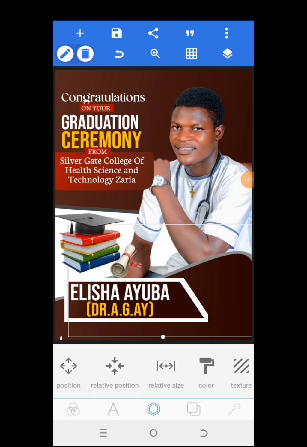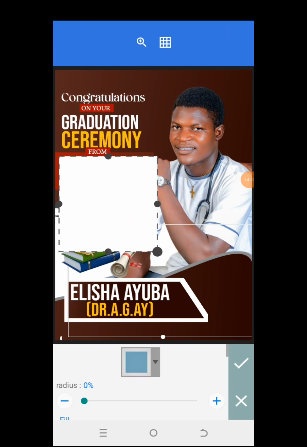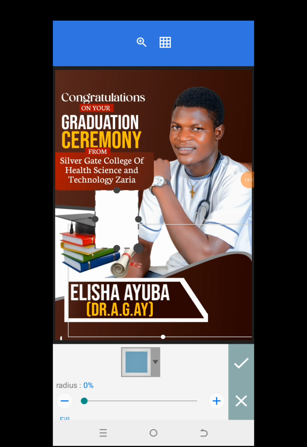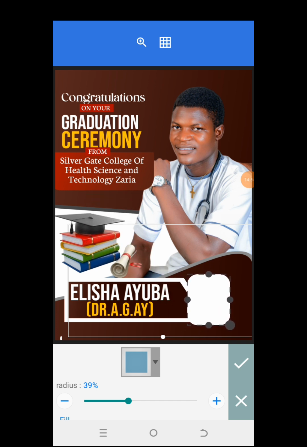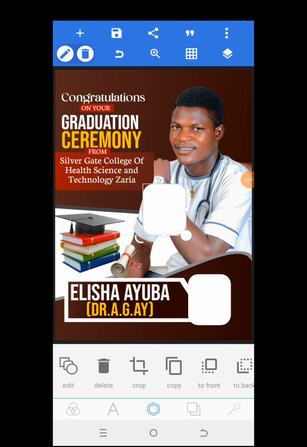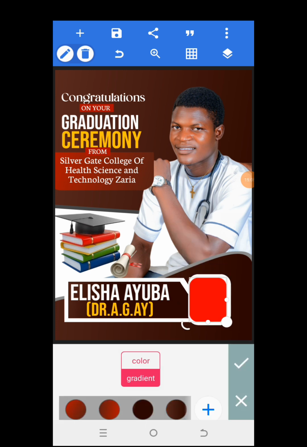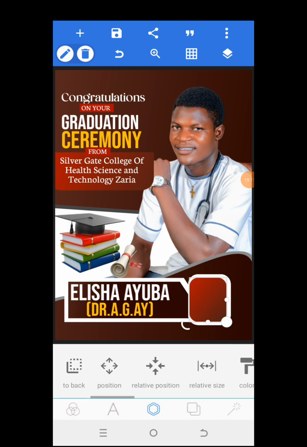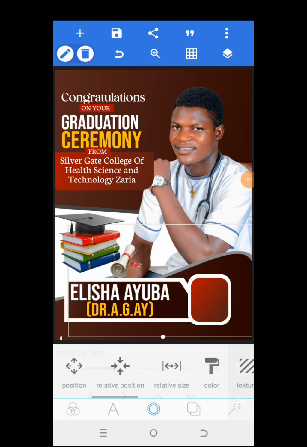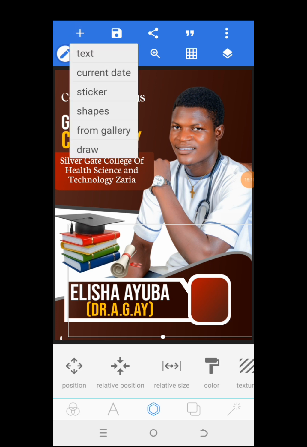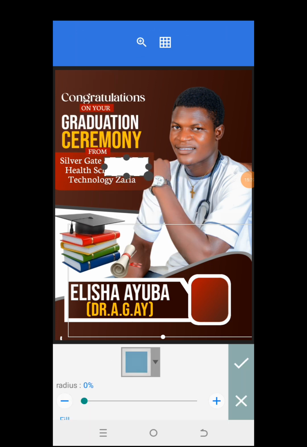Yeah, so now what remains is I'll create a shape here, single shape like this, press the radius and fix it here. I'll copy it again and just increase the size and fix it here. And then I will go to color and then make the color red like this, a gradient color. Yeah, here it is. So now I will create another shape here, just a small one.